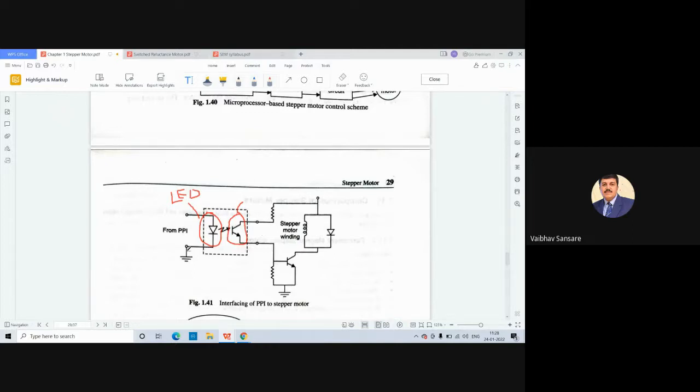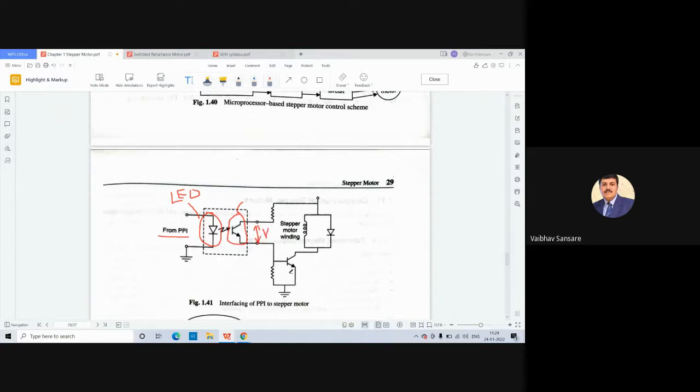Whenever a control signal of a certain voltage is generated by this PPI, that control signal glows this LED. Whatever light beam is generated by this LED falls on this photodiode, or in general any collector device. Generally, an opto isolator consists of a photodiode. Whenever the light beam generated by this LED falls on this photodiode, an EMF is formed across its terminals.